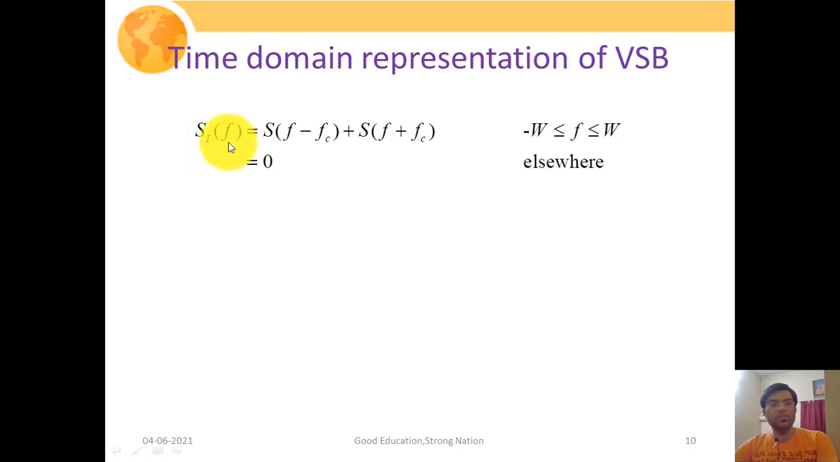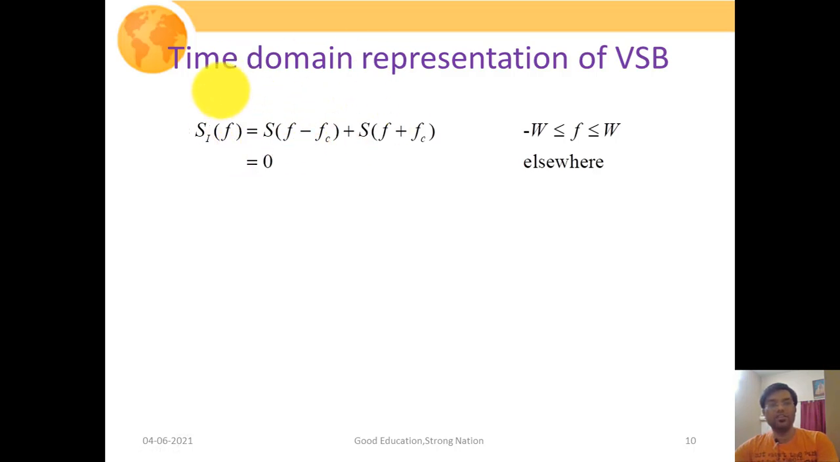In the frequency domain, the in-phase component can be written as S of f minus fc plus S of f plus fc, where f lies between minus W to plus W. Obviously this is talking about our bandwidth range. The maximum frequency component, or the bandwidth range in which that filter is working, is minus W to plus W. If you closely observe, the in-phase component is nothing but the multiplication of S(t) with cos of 2 pi fc t.